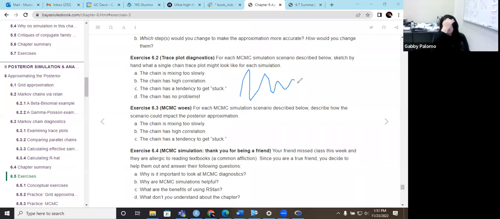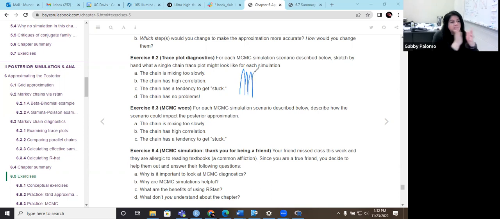If it has high correlation, okay, let me check my notes. That one might look like, if it has high correlation, maybe that one looks like the trend, kind of like that. Maybe more spread out, like it goes up and then it goes down. But yeah, you had the idea there. So maybe you can draw it again. And then it goes, exactly.